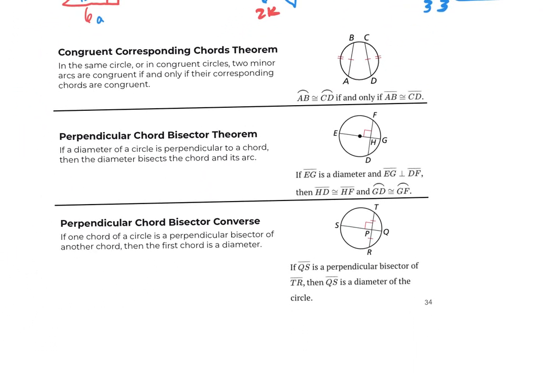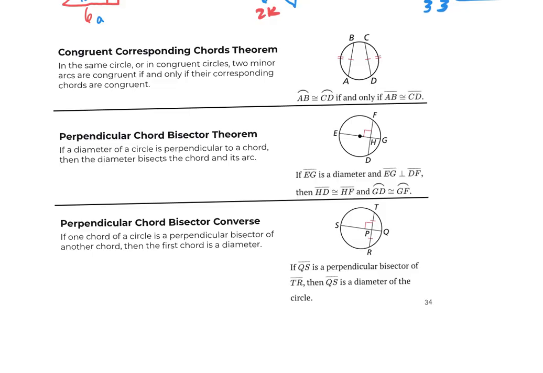Okay, yesterday we had some theorems. Today we got a few more theorems. All of these theorems deal with circles in some way or shape or form. We're just doing different things with circles each day, okay? So this first one, congruent corresponding chords, congruence theorem, okay? If arc AB and arc CD are congruent, then AB and CD are congruent. And it can work either way.